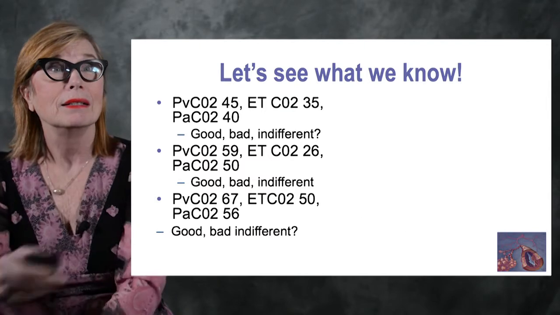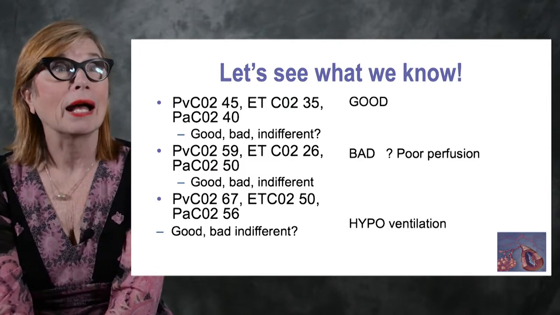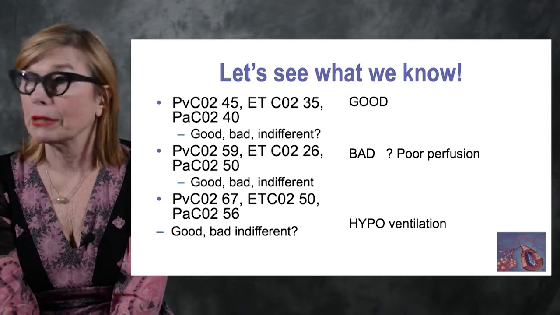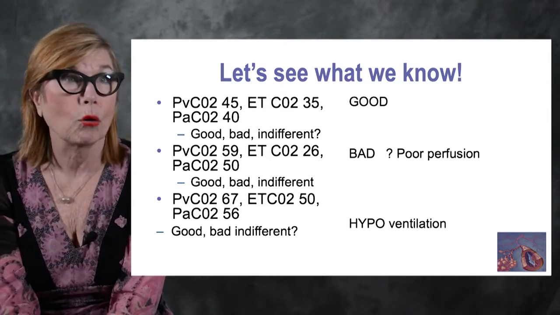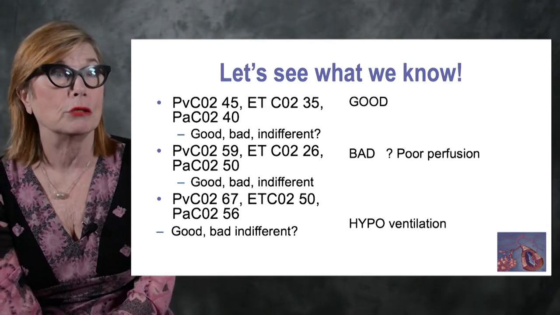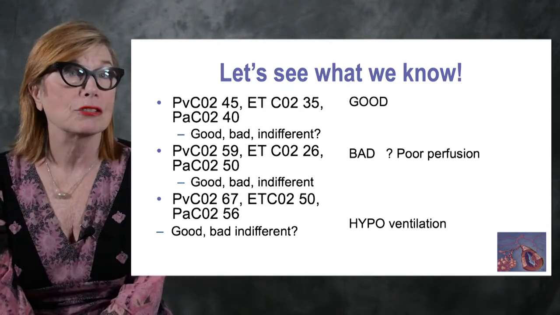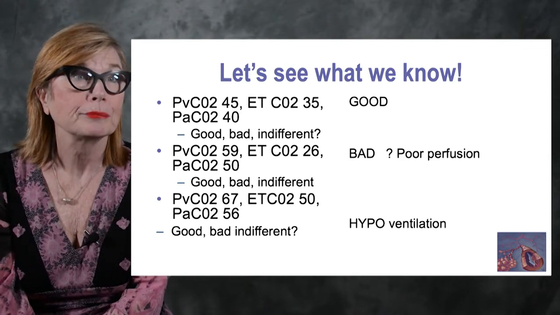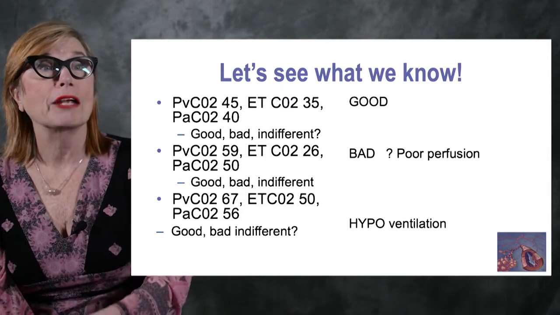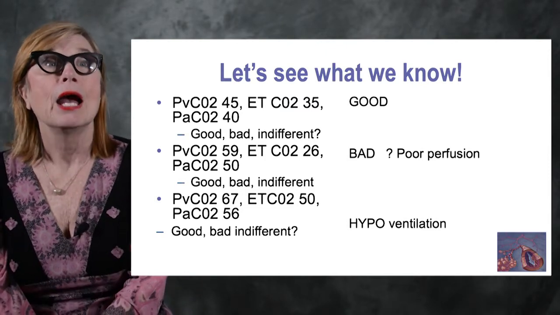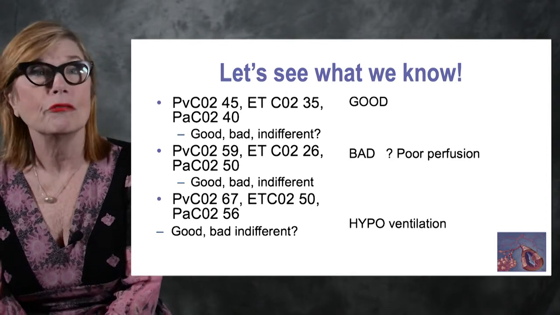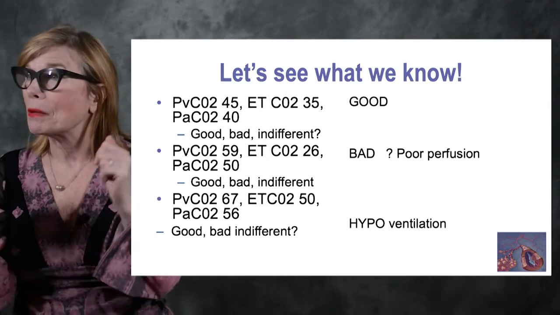All right. Number 1, it's good. Number 2, it's bad. But the question is, is this about poor perfusion? Because venous CO2 is high, arterial CO2 is high, and end tidal CO2 is low. And number 3, your PvCO2 is high, your PaCO2 is high, your end tidal CO2 is high, you've got hypoventilation. All right, beautiful.